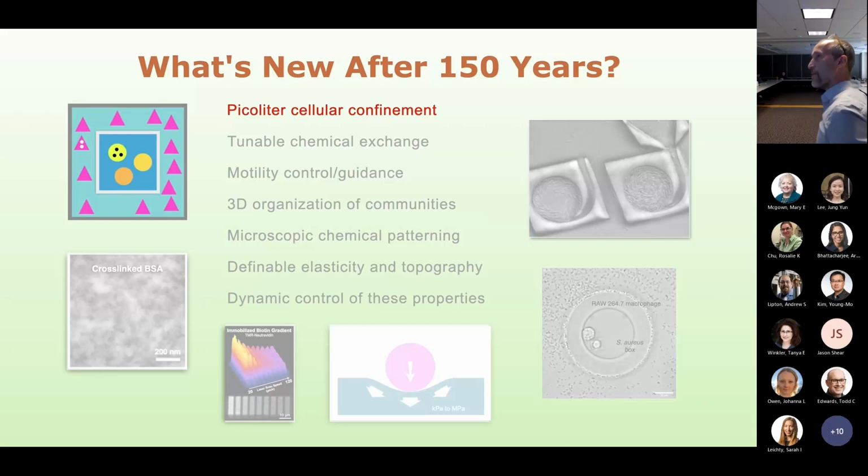But one of the key parts of this, as I mentioned, was being able to both confine cells in these very small volumes, but also to fabricate the materials in a way that allows the cells to grow, exchanging waste and nutrients, and also potentially to allow signaling molecules to move through.